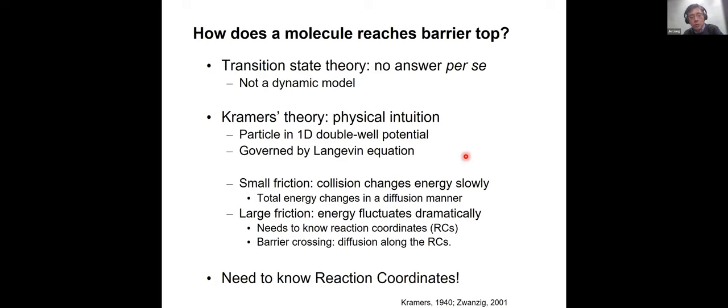In the small friction regime, you have collisions that change your energy slowly, and you can treat the total energy changes as a diffusion process. In the large friction regime, energy fluctuates dramatically, and then you need to break down the degrees of freedom into reaction coordinates. The barrier crossing is then thought to be a diffusion process along the reaction coordinate. But for all of this, you need to know the reaction coordinates.